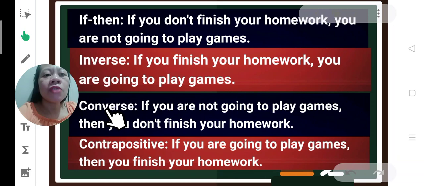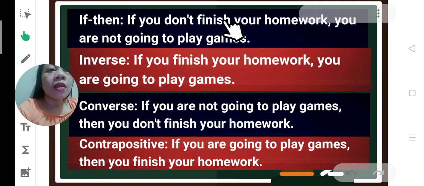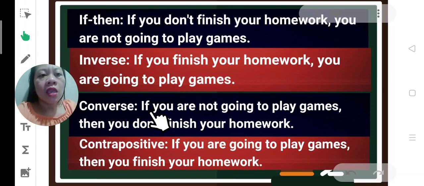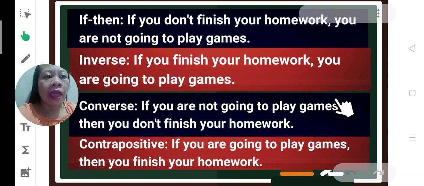And then for the converse, we are going to switch the hypothesis and the conclusion. So the conclusion here becomes the hypothesis and the hypothesis becomes the conclusion. So we have this one: If you are not going to play games, then you don't finish your homework.